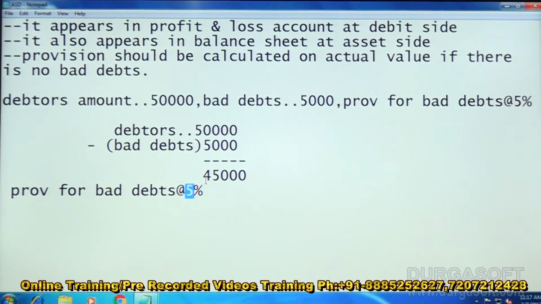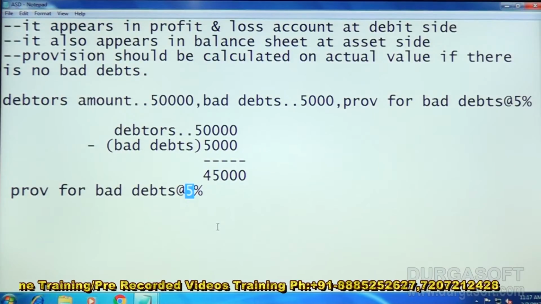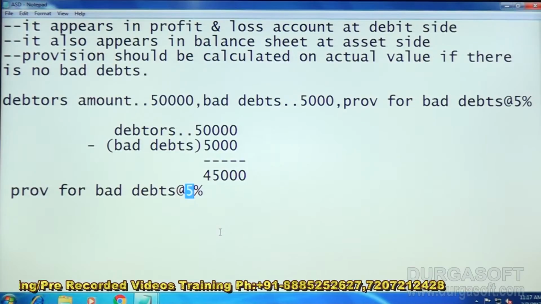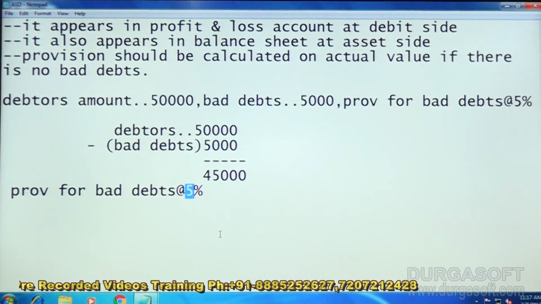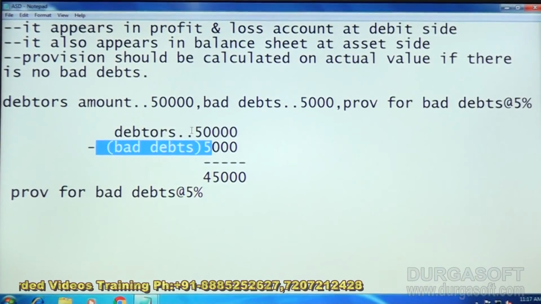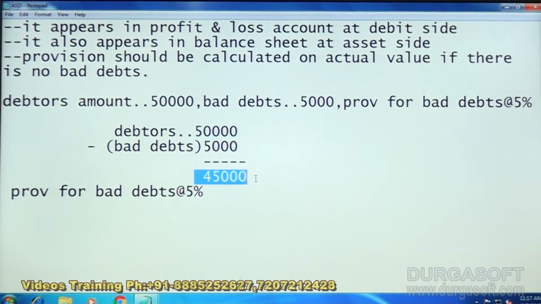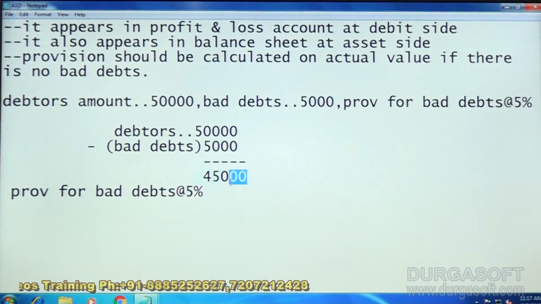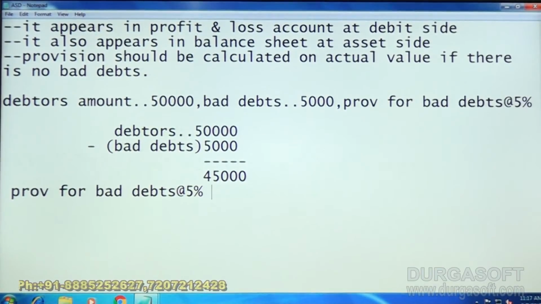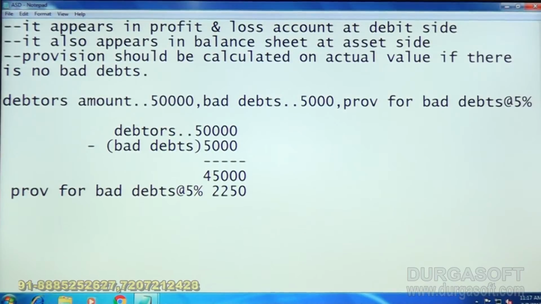If there is no bad debts, how do we calculate the provision for bad debts? If you want to calculate, first we need to deduct the 5,000 bad debts from the debtors 50,000. The remaining is 45,000, and on 45,000 we need to calculate the 5%. If you calculate the 5%, we will get 2,050 rupees.